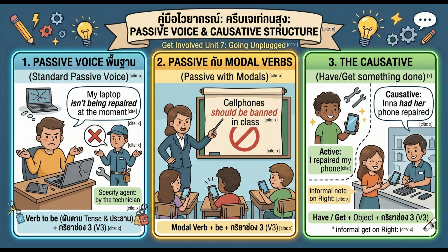First, let's look at the standard passive voice. You use this when the object or the action itself is way more important than whoever's actually doing it. The core rule? Just use the correct tense of the verb to be plus your past participle. Like the textbook says, my laptop isn't being repaired at the moment.